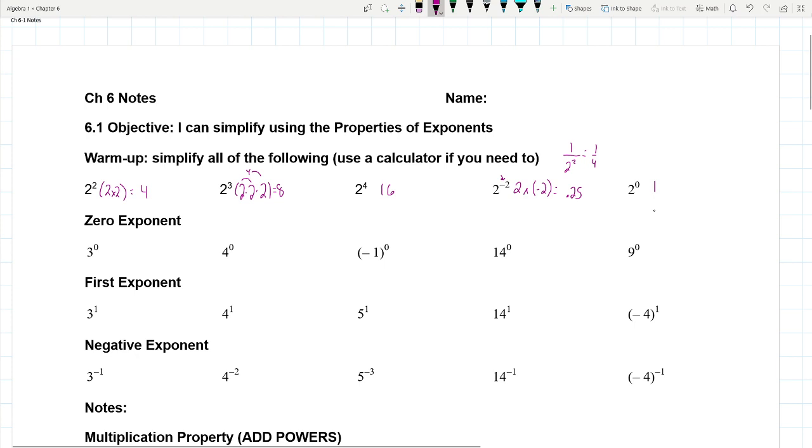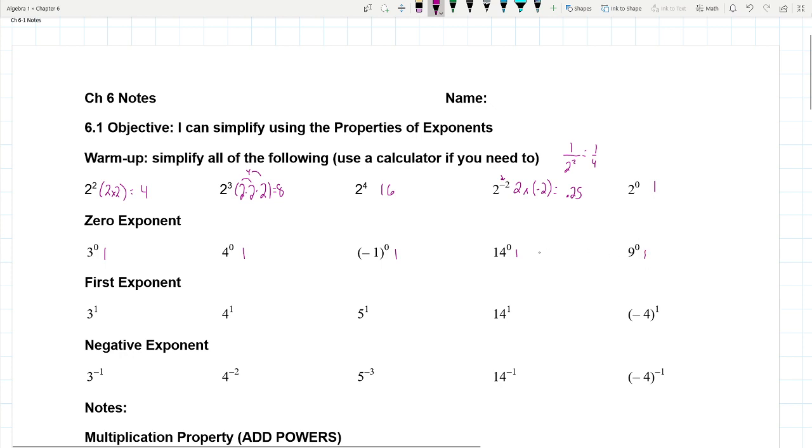And what makes that really nice is for this entire next one where it says the 0 exponent. 3 to the 0 power is 1. 4 to the 0 power is 1. -1 to the 0 power is 1. 14 to the 0 power is 1. 9 to the 0 power is 1.